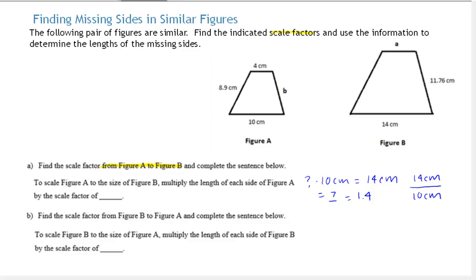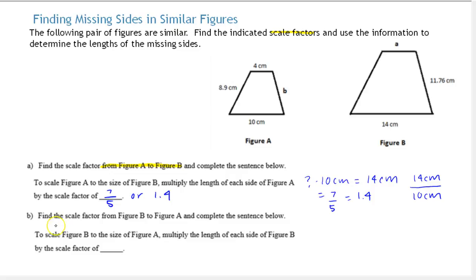Now, again, I like to keep the fractions because that's going to show you the nice reciprocal property. And this was just a simplified fraction. I divided the numerator and denominator by 2. So to scale figure A to the size of figure B, we'd multiply by 14 over 10. That would give us 14 if we multiply 10 by that, which is 7/5 or 1.4.